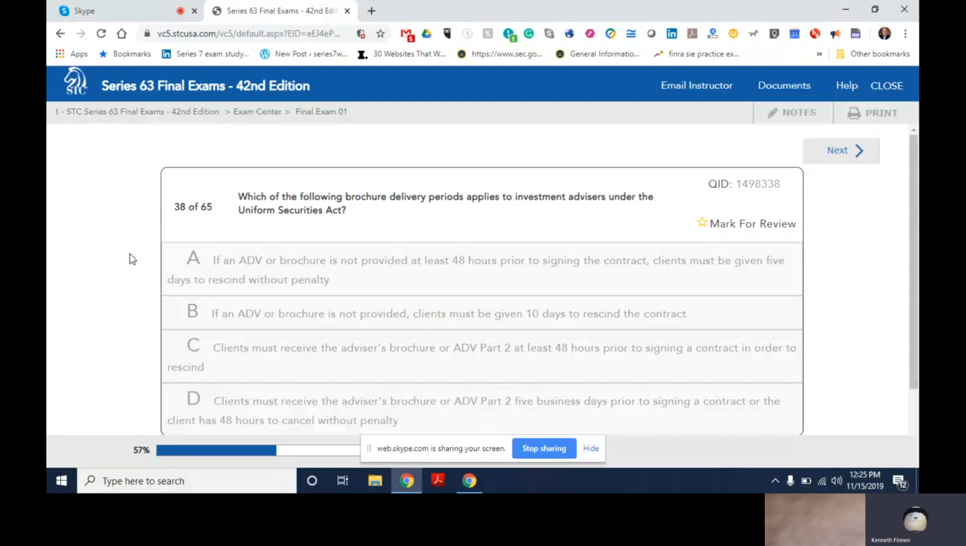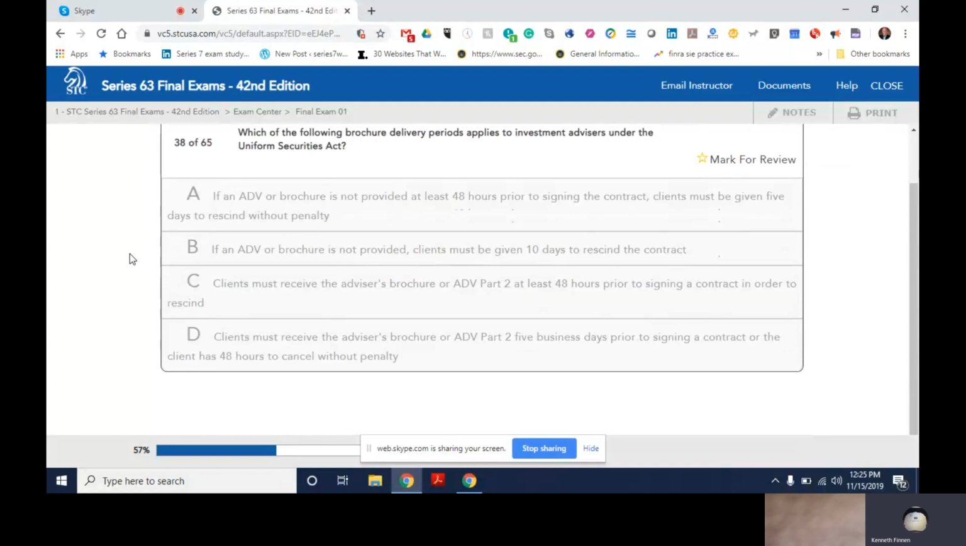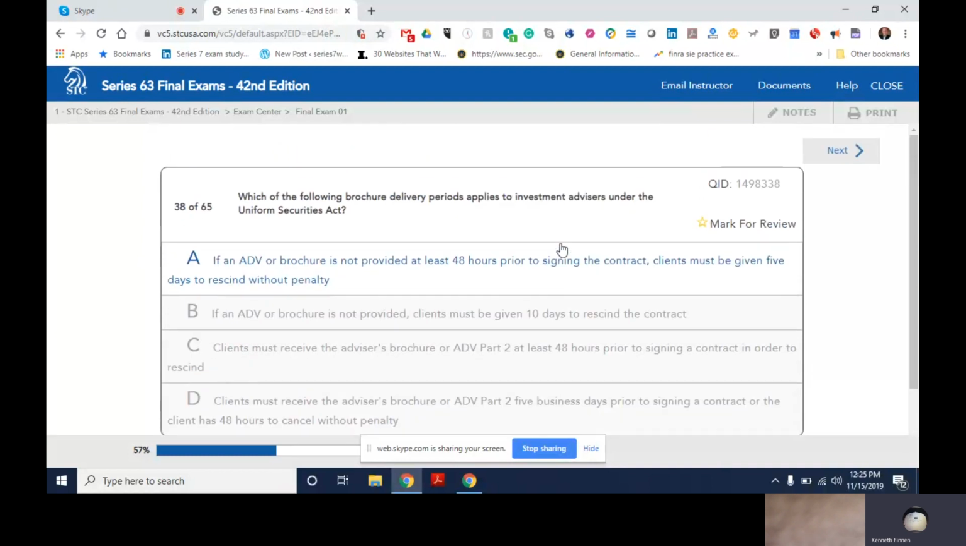If an ADV or brochure is not provided, they get 10 days. No. Clients must receive the brochures 4 days prior to signing the contract or to rescind. No, they can always rescind it. Clients must receive the advisor's brochure, part 2, 5 business days. No, it's not 5 days. It's got to be 8 because they get 5 days. They get 5 days if you don't do it.